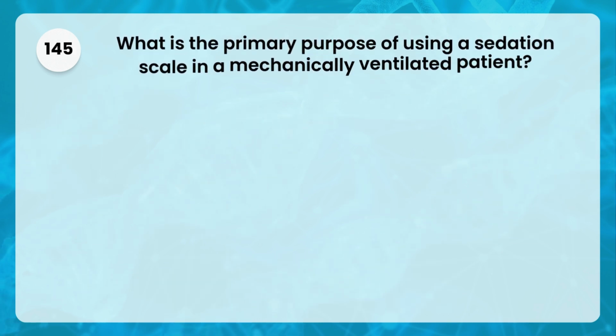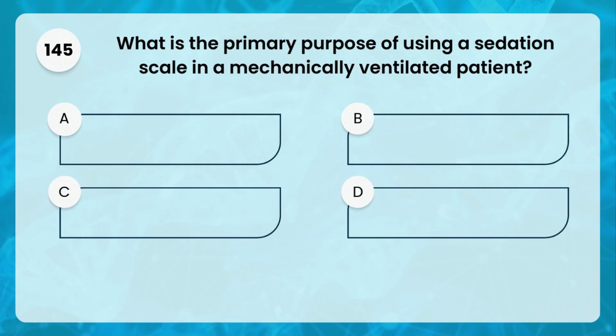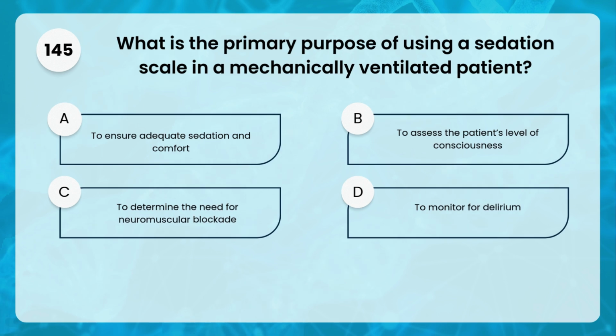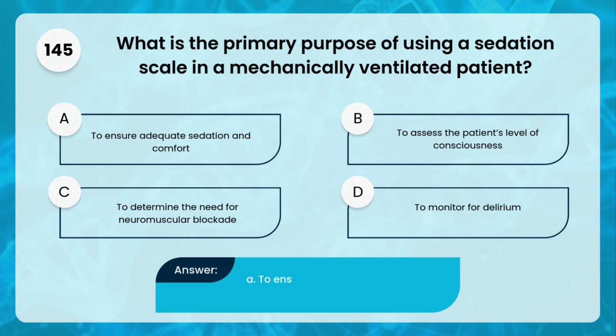145. What is the primary purpose of using a sedation scale in a mechanically ventilated patient? A. To ensure adequate sedation and comfort. B. To assess the patient's level of consciousness. C. To determine the need for neuromuscular blockade. Or D. To monitor for delirium. The answer is A. To ensure adequate sedation and comfort.